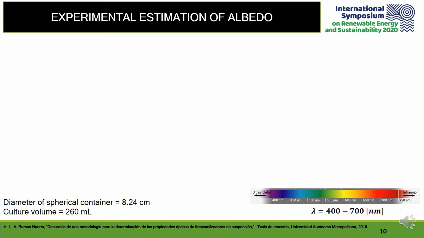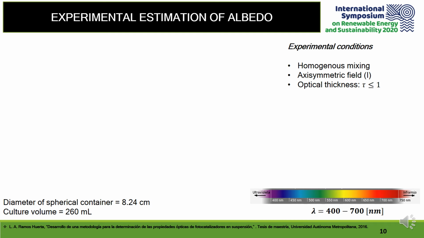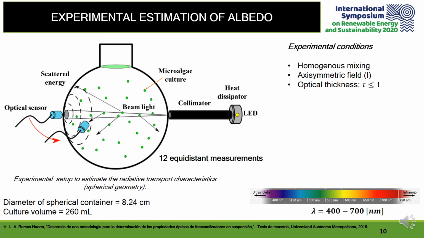The experimental determination of the second radiative characteristic, now the albedo, was carried out under the following experimental conditions: homogeneous mixing, axisymmetric radiation intensity field, and optical thickness less than 1. In addition, the albedo was estimated under the supposition that the established optical thickness value is equal to an experimental variable defined as phi that represents the fraction of energy that leaves the system. The experimental measurements carried out were the transmitted energy, at the point where the light beam is projected, and total scattered energy, at 11 equidistant points on the surface of the spherical container.